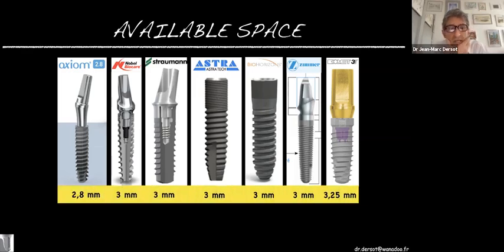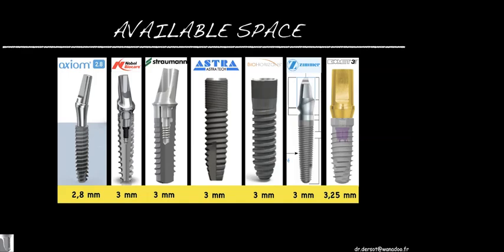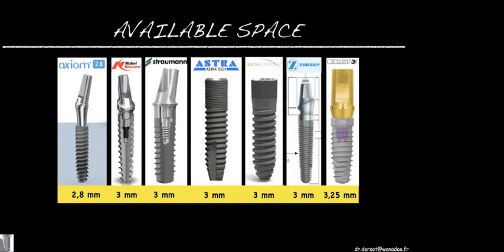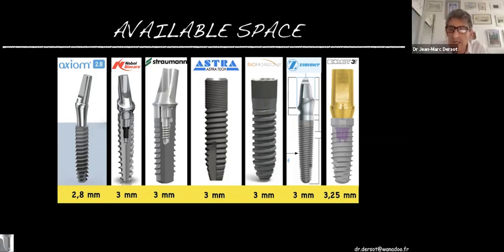And as you can see, the smallest one is 2.8. On the right side, the largest one is 3.25. About half a millimeter between the implant on the left side and the implant on the right side, and half a millimeter is sometimes very important in the anterior area, because orthodontists sometimes have real difficulties opening enough space to insert the implant without pulling the teeth in the buccal direction.